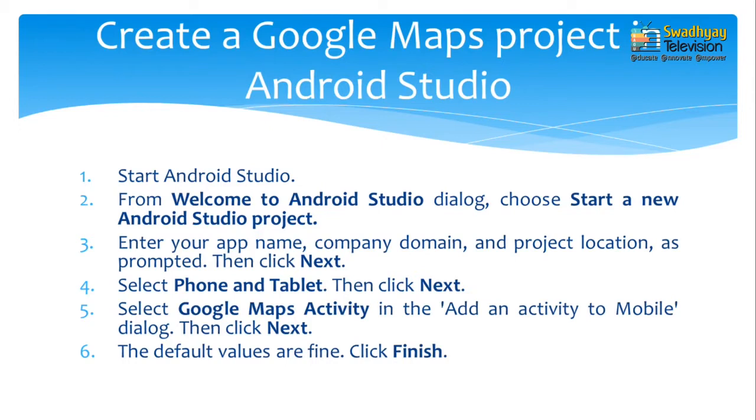The steps for creating a Google Map project in Android Studio are shown on screen. First, you have to start Android Studio. As we know, it first displays the welcome screen. From there you have to select start a new Android Studio project and enter your application name, company domain and project location as prompted, and then click next. Then you have to select phone and tablet and then select the next button.